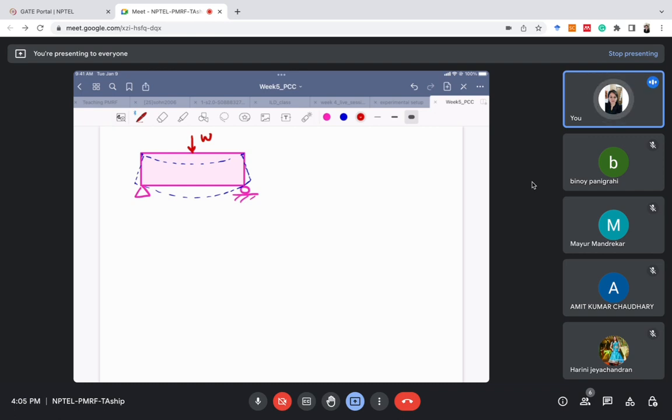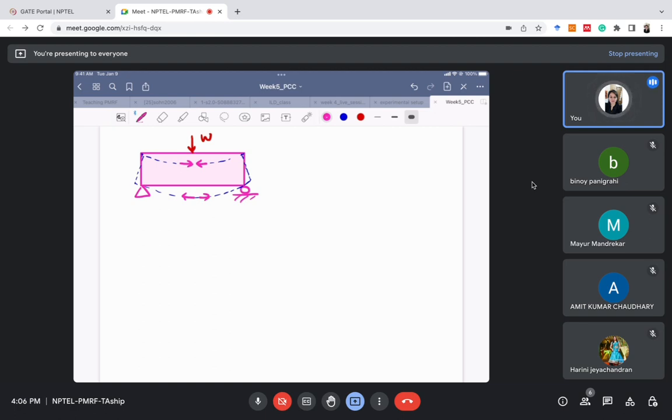Because of this deflected profile, or because of this loading, the bottom part of the beam will be under tension because it is stretching, while the top part of this beam will be under compression. As we know, concrete is very strong in compression, but it is not very strong in tension. It is a brittle material and it suddenly fails in tension.